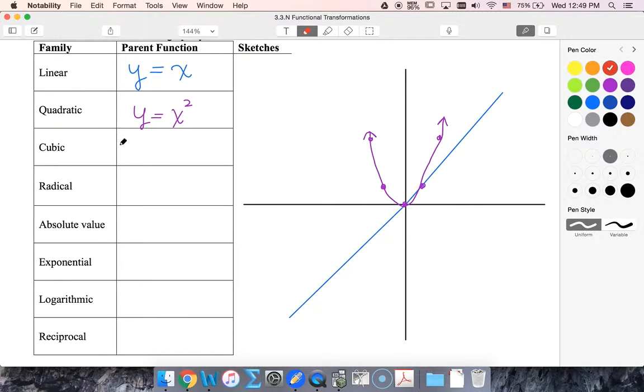The basic cubic is x cubed, also goes through the origin, also goes through 1, 1, but then goes through negative 1, negative 1. And it looks something like this.